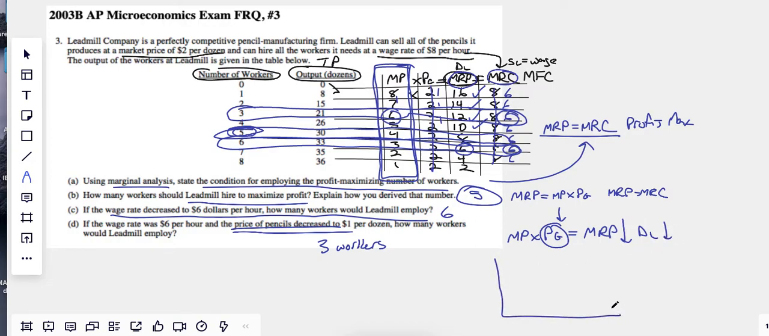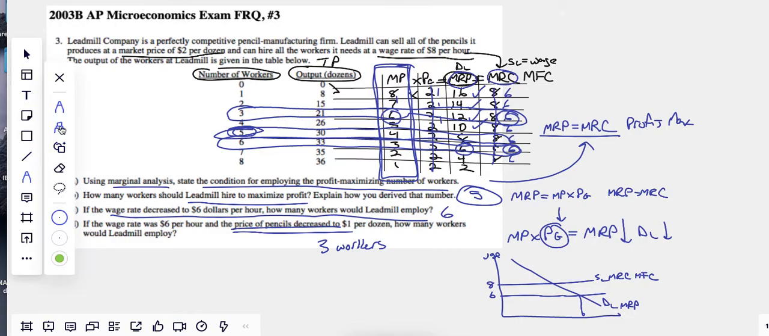Let's just draw it real quick. Again, the wage is the same, so it's flat horizontal. This is our supply of labor, our MRC, MFC. Label it the same every time so you don't forget. Demand for labor is downward sloping, MRP. Obviously, this is the wage at, let's just say, $8. Notice what happened here is that when the wage was eight and then suddenly decreased down to six, we hired more people. That made sense, didn't it?